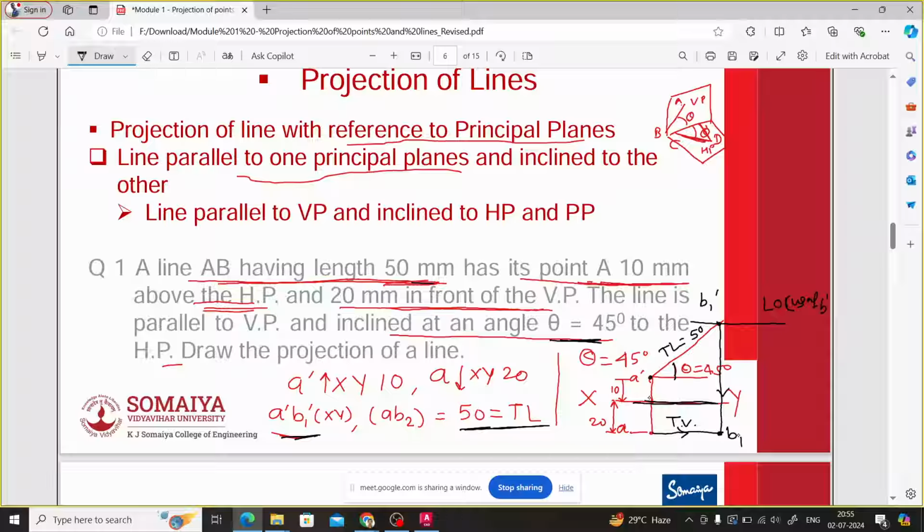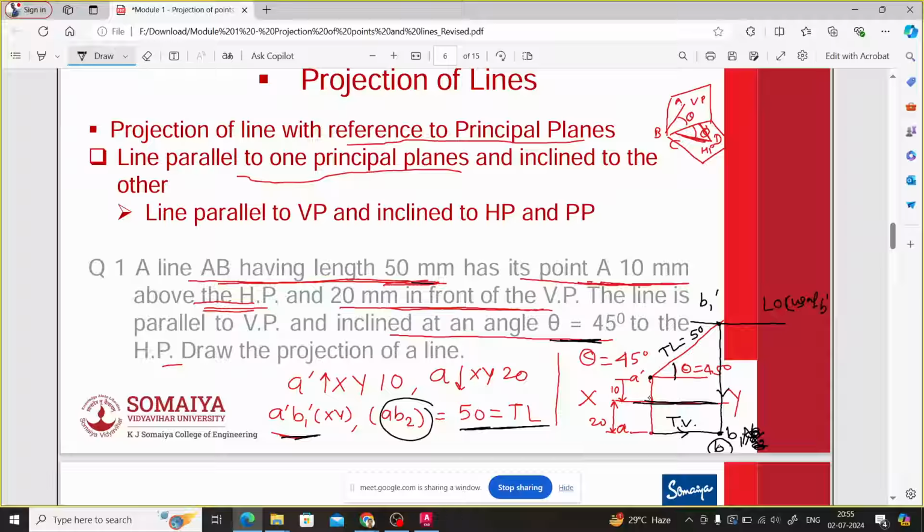So the same point b1 will also go on to represent b2, but that may contradict. That's why we will not refer to it as b2, we will just refer to it as b1. So b1 dash located below xy, that will be b1, and the dash will get removed. So instead of b1 we will call this point b. So this point can be called b1 or b.